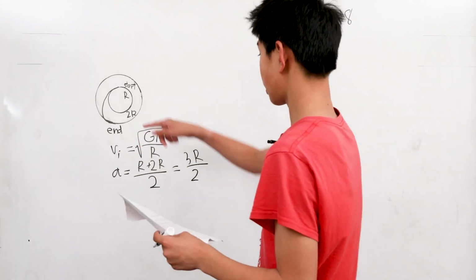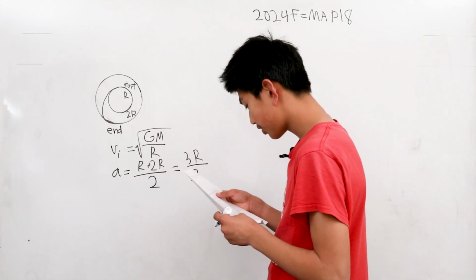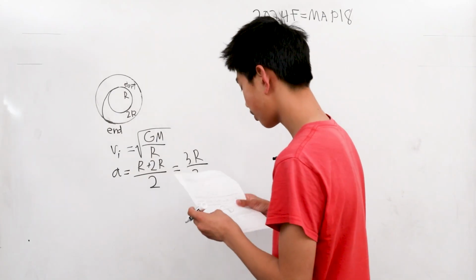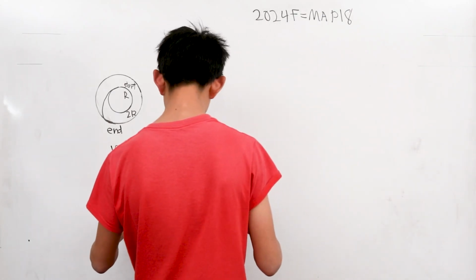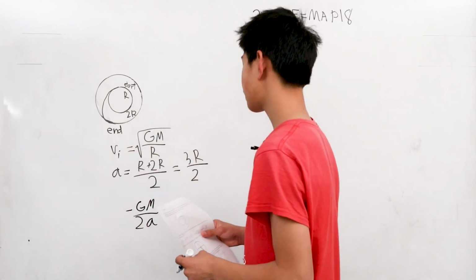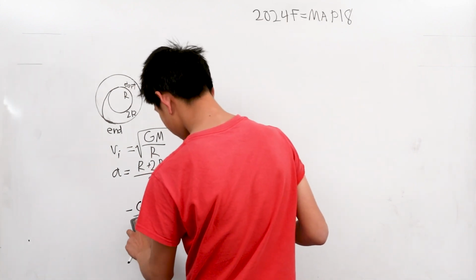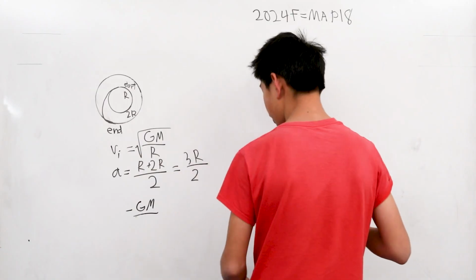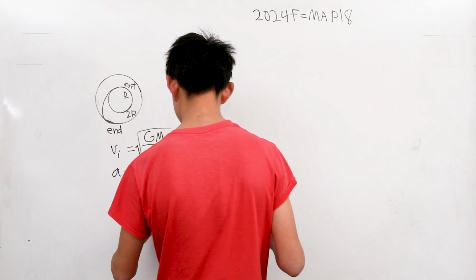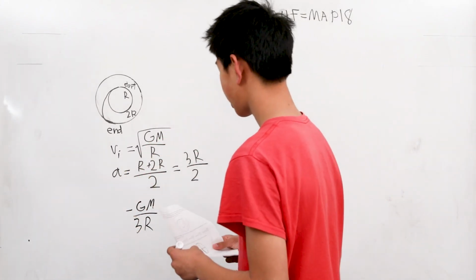Now, the semi-major axis is a, so we have this. Total energy per unit mass is negative GM over 2a. Since we have this value of a, we can substitute it into the denominator: 2a is 2 times 3r over 2, which is 3r.